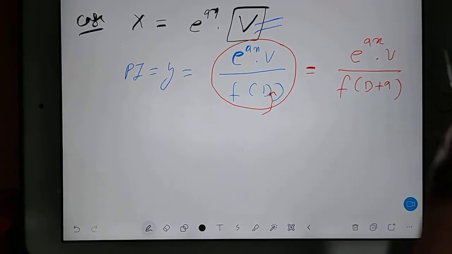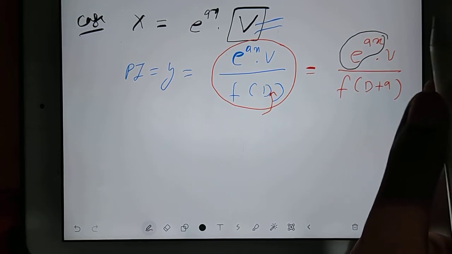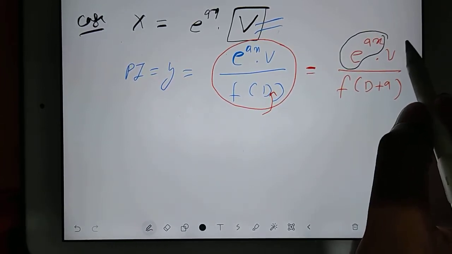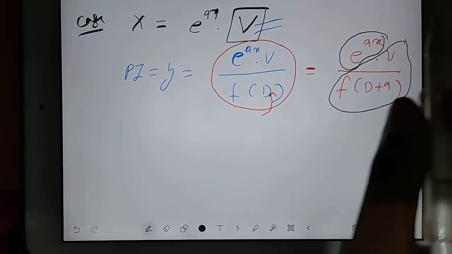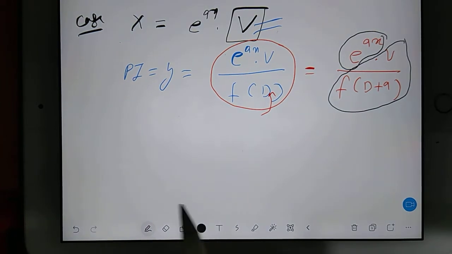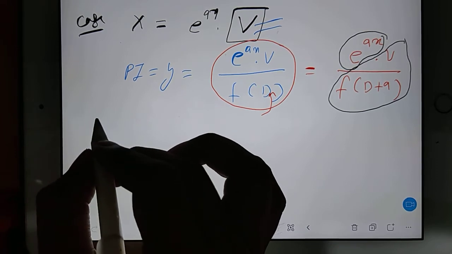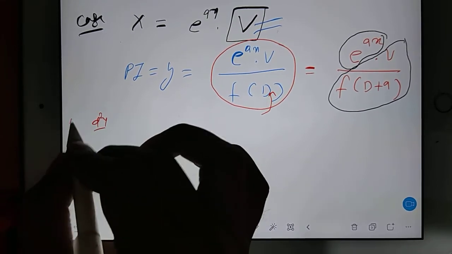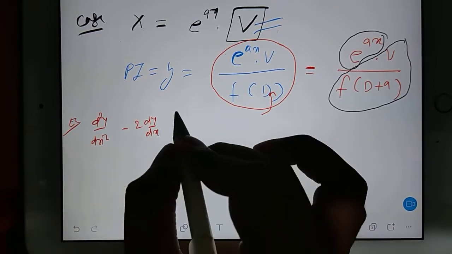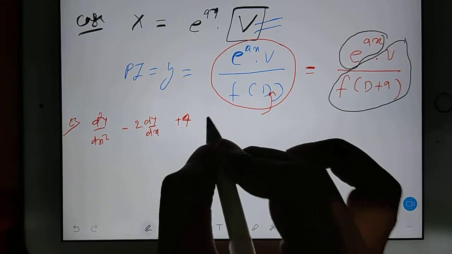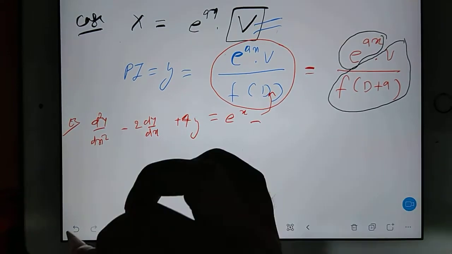In this, e power x you will operate later in the last. Or you can say you don't have to touch even that part. You only have to operate this guy. That's all. Only operate that one. This is the trick. For example, suppose you are given d2y by dx square minus 2 dy by dx plus 4y, this total is equal to e power x cos x.